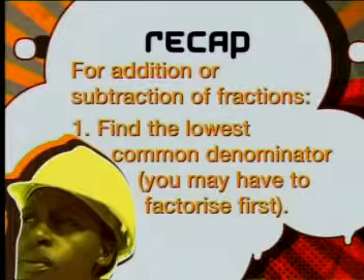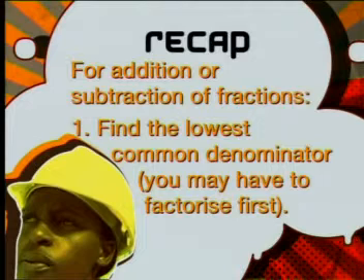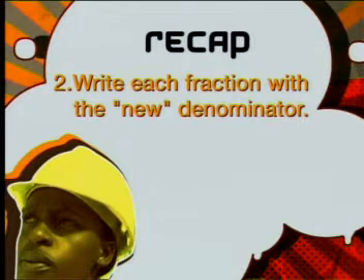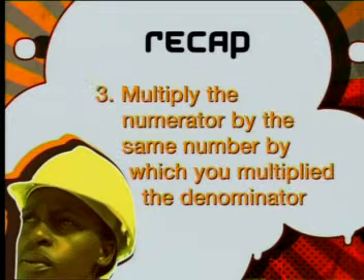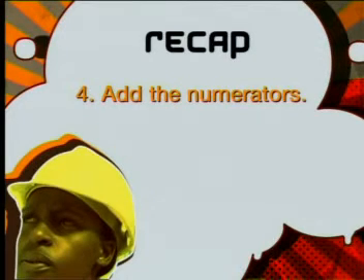Let's recap. Remember, for addition or subtraction of fractions, you have to firstly find the lowest common denominator. You may have to factorize first. Secondly, write each fraction with the new denominator. Thirdly, multiply the numerator by the same number by which you multiplied the denominator. And lastly, add the numerators. We will do the simplification later. For now, let's look at our second example and identify what needs to be done.